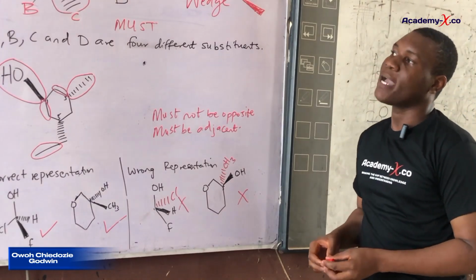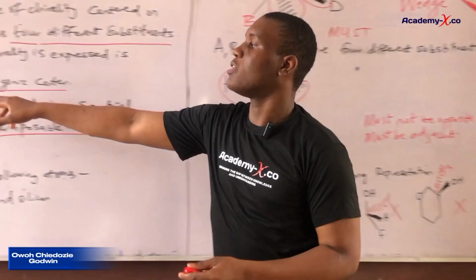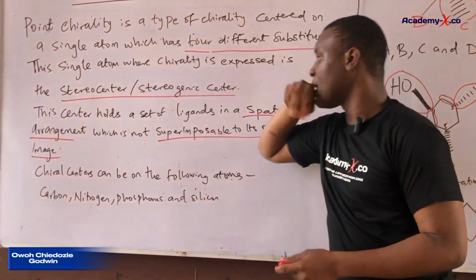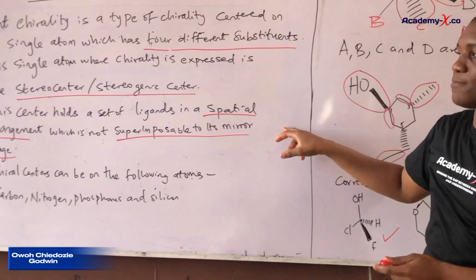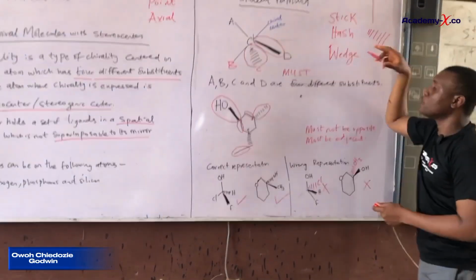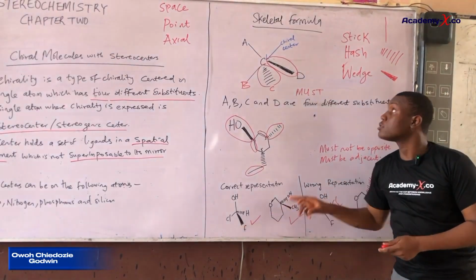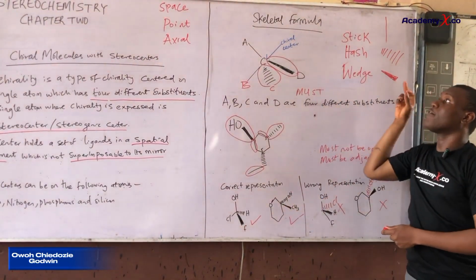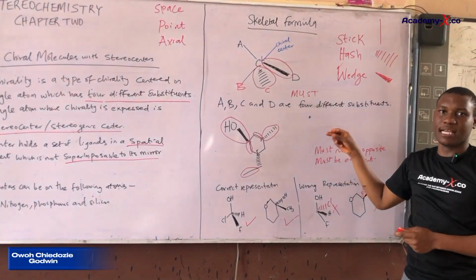So I hope by the end of this particular video, we're able to know what a stereocenter is. We are able to know how it is in a spatial arrangement by this skeletal formula I've been drawing, and we have been able to correctly represent hash and wedge bonds on a skeletal formula. So anticipate the next video for the next lecture.